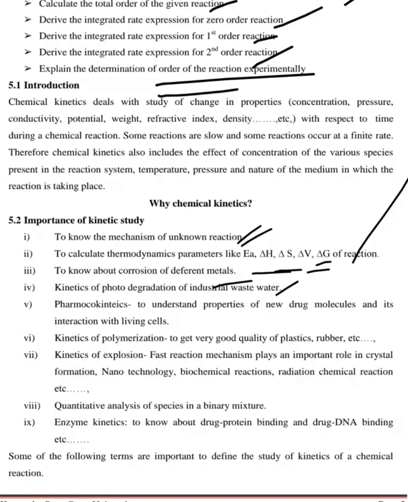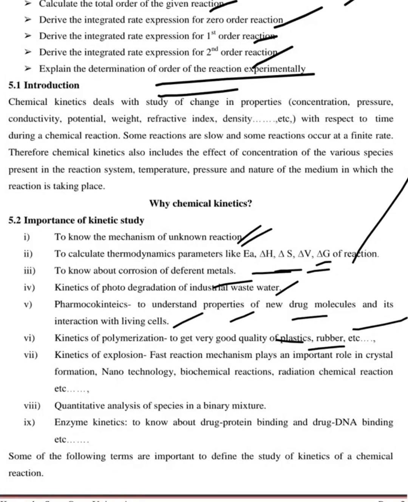Next is pharmacokinetics, to understand the property of a new drug molecule and its interaction with the living cell. We are going to study the drugability properties, how the drug interacts and the rate of dissolution. We are going to study this with chemical kinetics. And kinetics of polymerization, to know the good quality of plastic and rubber, etc. And some more important properties are there.